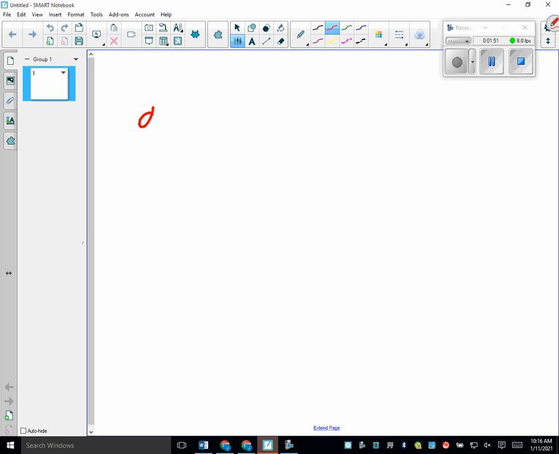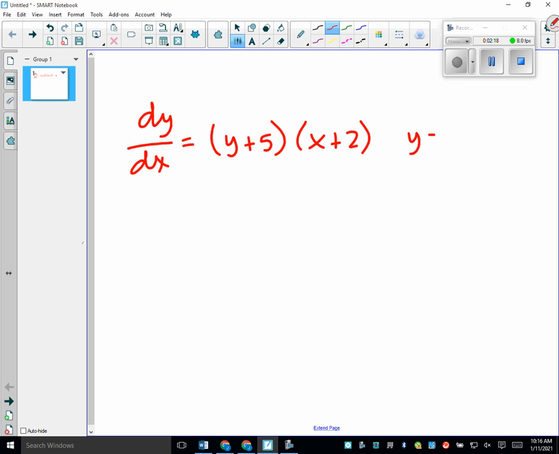I'll start with a simpler one. I want to walk through this kind of slow, okay? dy/dx equals (y plus 5) times (x plus 2). You are given that y is 1 when x is 0. This is just a differential equation, which is what we just did.